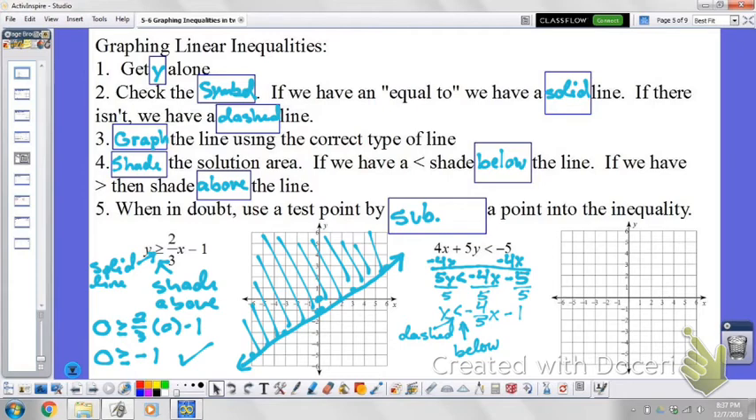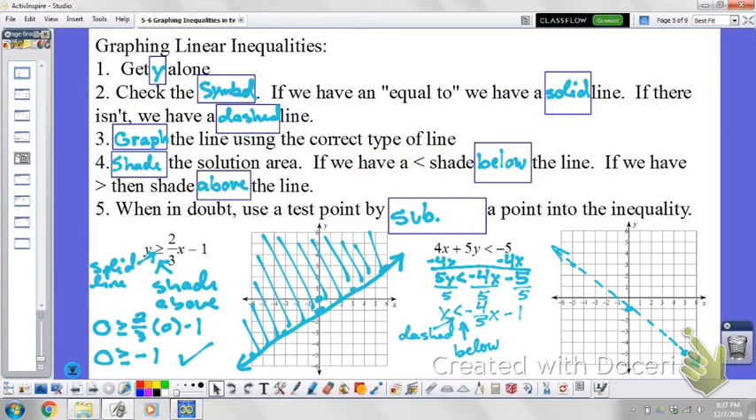Go ahead and graph my line. I have a starting point at -1. I'm going to go down 4 and to the right 5. Have a negative slope, or I can go up 4 and to the left 5. Again, I have a dashed line.